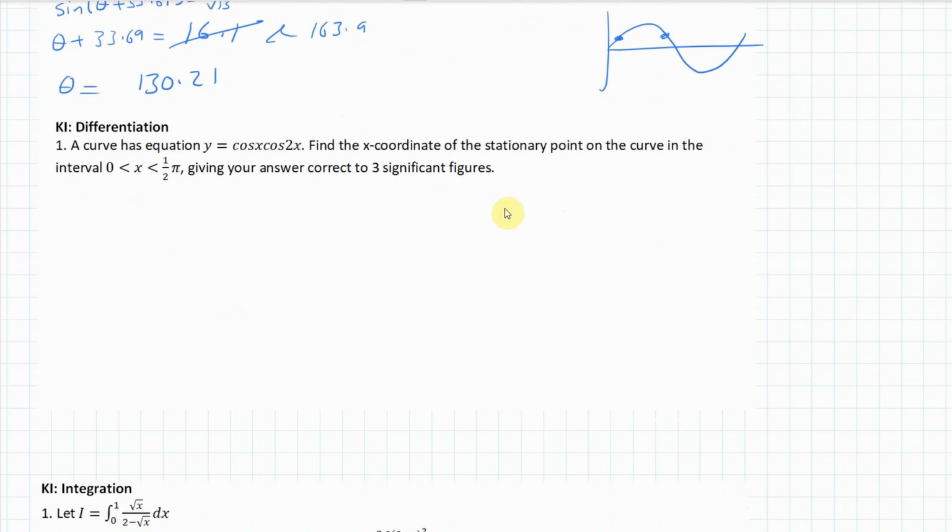Nextly, we've got to do some differentiation. You can see this is going to require us to use the product rule. So I'm going to first of all say that u is cosine x, and so du dx is equal to negative sine x. v is equal to cosine 2x. dv dx equals negative 2 sine 2x.